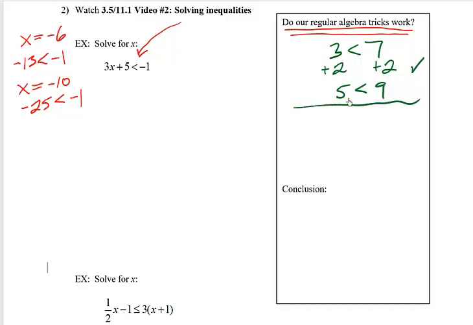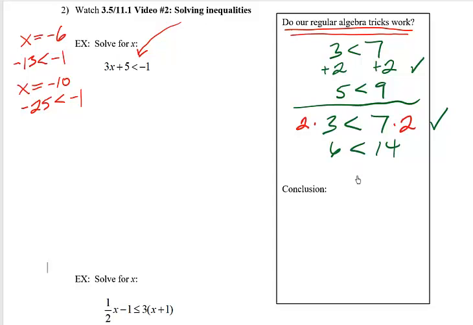What if I took that and multiplied both sides by the same number, say times 2? That would give me 6 here and 14 here. That's still true: 6 is less than 14. So apparently that trick works. So far so good, right? It kind of looks like we're safe.